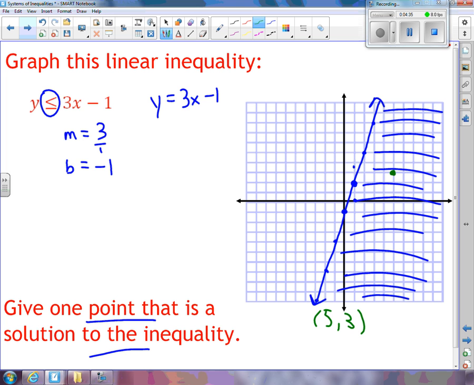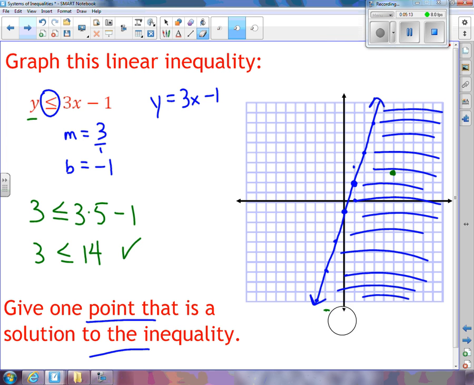Now, how to verify your answer to make sure that you didn't make a mistake is to go ahead and plug it back into the original inequality and see if it gives you something that's true. So here, I'm going to take my y value and plug it in for y and see if it works. y is less than or equal to 3 times x minus 1. My x value is 5. So here I get that 3 is less than or equal to 14, which is true. So it looks like I at least shaded the right part of the graph.